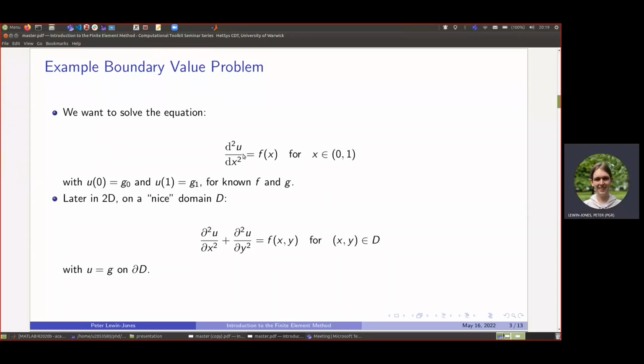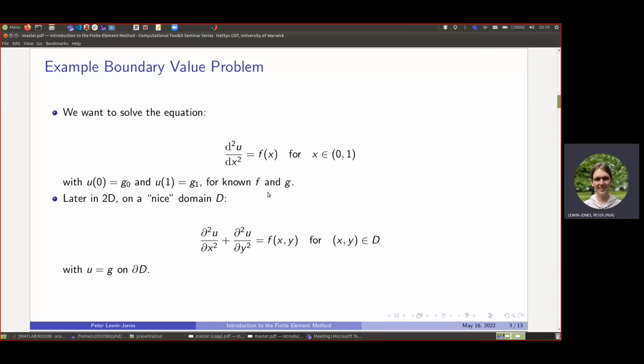This generalizes quite naturally into two dimensions, where we've got the Laplacian of our unknown u is equal to some known function f on some domain D, and we specify the value of the function u on the boundary of the domain D. And in particular, I'm not saying anything about the domain D other than that it is suitably nice.